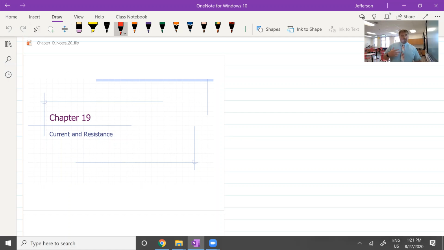And in Chapters 19 and 20, we're going to be looking at how we can use these moving charges, using the energy that they carry, to take energy from where we have it, power plants, hydroelectric dams, those kind of things, to where we need it, your house, your phone, everything else. So we're going to combine the two chapters together, and we're going to start off with Chapter 19 by talking about current and resistance.